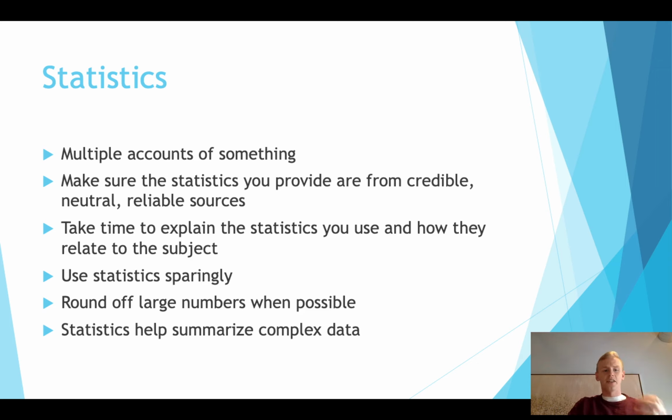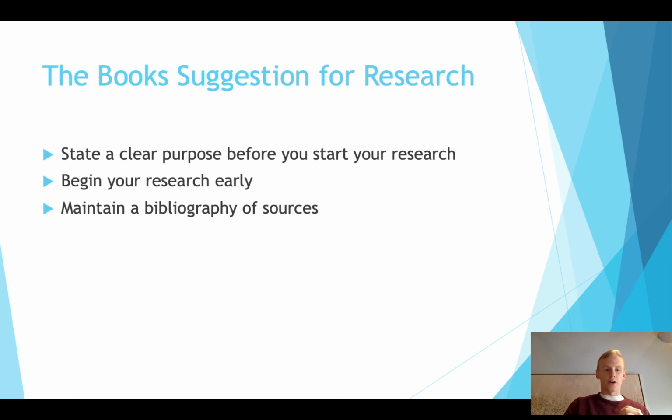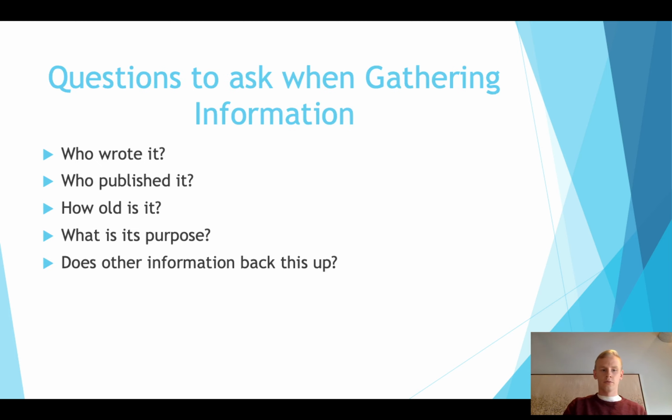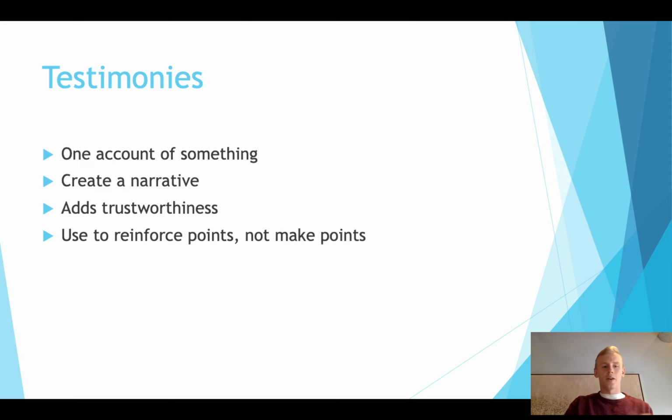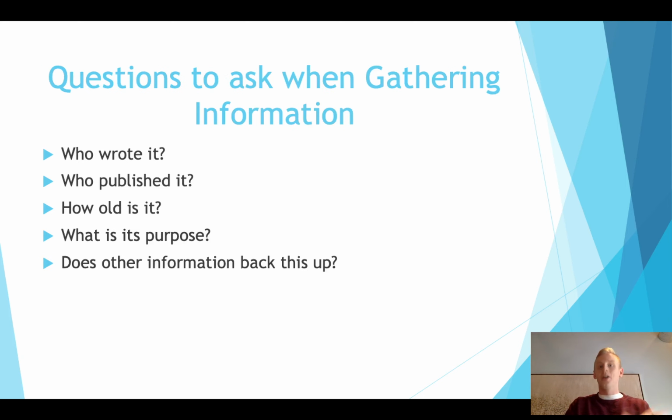So moving into statistics. As I've already said, statistics are multiple accounts of something, could be hundreds or thousands of accounts of something. This is a little bit of advice from the book here: make sure the statistics you provide are from credible, neutral, reliable sources. This goes back to what we already talked about. Who wrote it? Who published it? How old is it? What's its purpose? Does other information back this up? When we're talking about statistics, we're usually talking about studies, so all of those questions still apply.